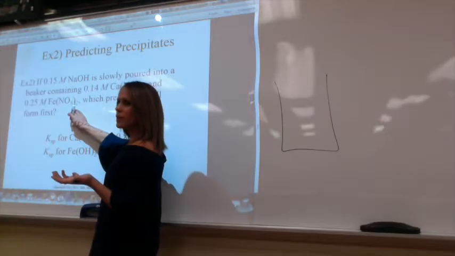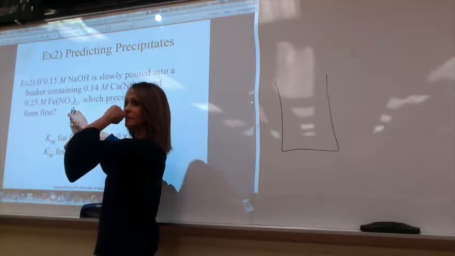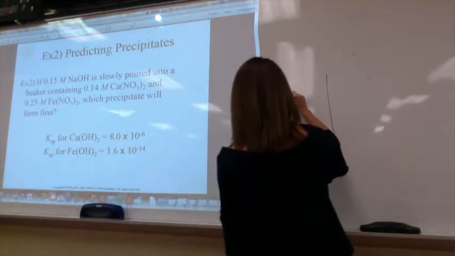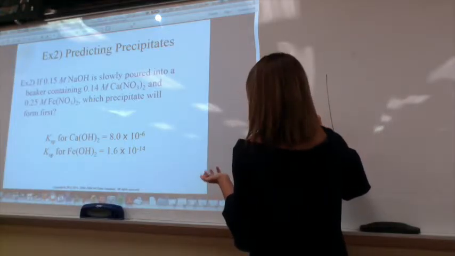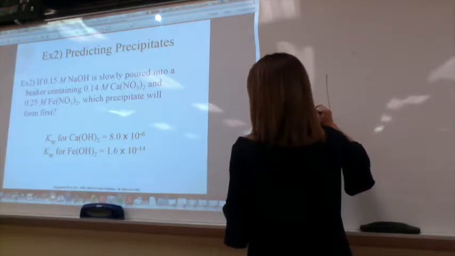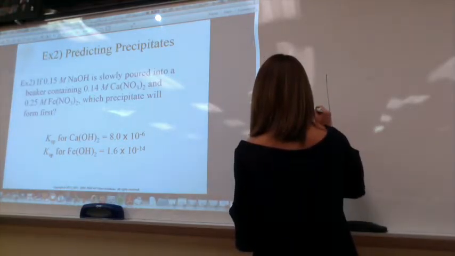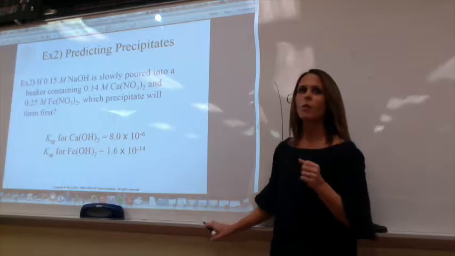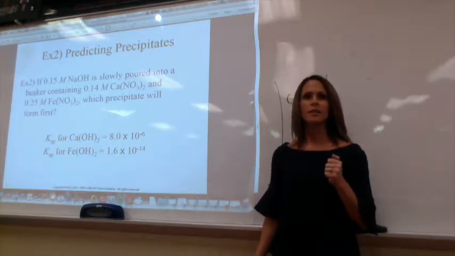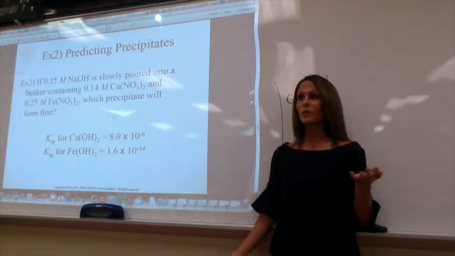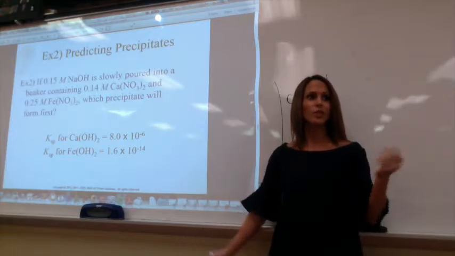What's really floating in the beaker that I'm concerned with? Calcium and iron, right? Why don't I care about the nitrate? Because it's not going to react with anything. What does it mean? Oh, that's +2. What do I mean when it doesn't react with anything? That it has what kind of KSP? I mean, really, really, really high KSP, like you're never going to reach it.